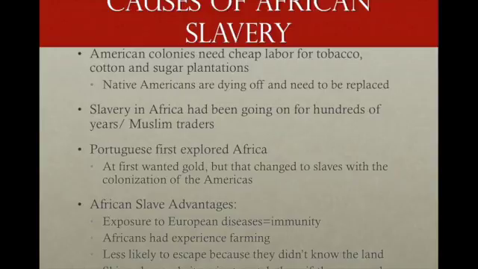They were less likely to escape because they didn't know the land. They were stolen from their own land and shipped to a completely different part of the world, so they didn't know where to go. And in addition, their skin color made it easier to catch them if they escaped. So if you found a slave in a Native American village, you could tell that this African slave did not belong.